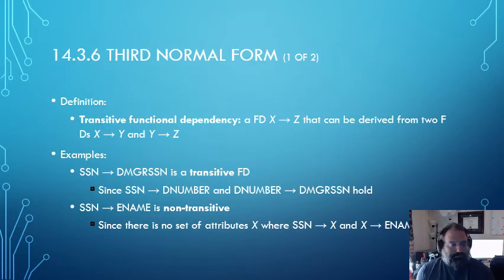Third normal form. The definition: a transitive functional dependency is a functional dependency X implies Z that can be derived from two functional dependencies, X implies Y and Y implies Z. An example: social security number implies DMGRSSN is a transitive functional dependency since social security number implies D number and D number implies D manager SSN holds.